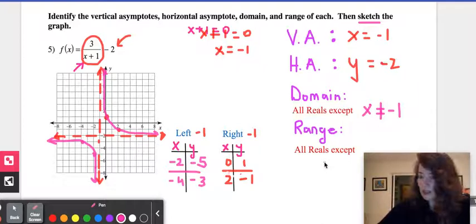Now, let's take a look at the range. What do you think the range will be? If you said all real numbers except y cannot equal -2, then you are correct. So this pretty much finishes this example. This is all you needed to do. And in class, I could show you another way we can write the domain and range.